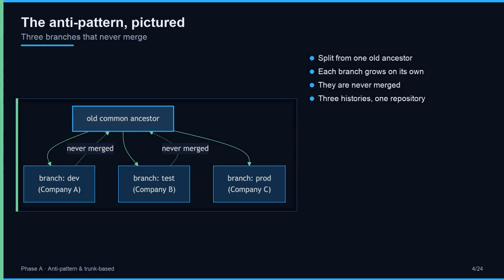Picture it. The 3 branches all split off from one old common ancestor, long ago. Since then, each one grew independently. And the dashed lines tell the whole story. These branches are never merged back together. They are 3 separate histories, living in the same repository, pretending to be one project.